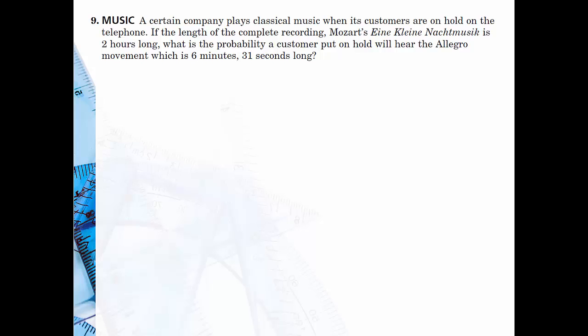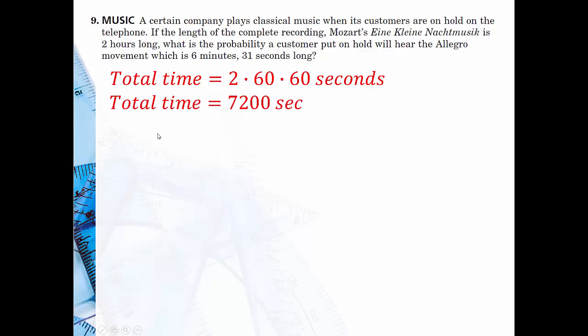So we have to find out the total time. Well, it's a 2-hour long composition. So let me change, it's easiest to change everything to the smallest unit, which is seconds here. So I'm going to say the total time is 2 hours times 60 minutes. And each minute has 60 seconds. So it's going to be 7,200 seconds.